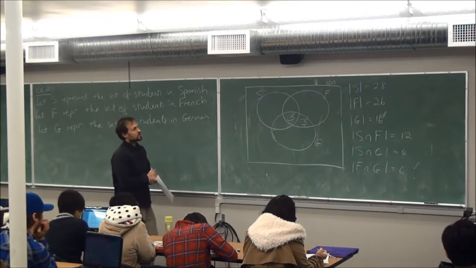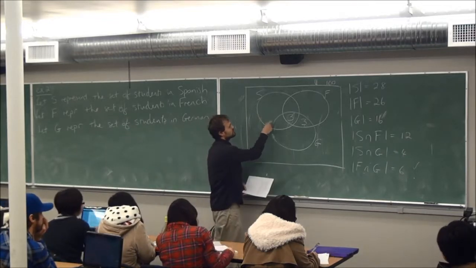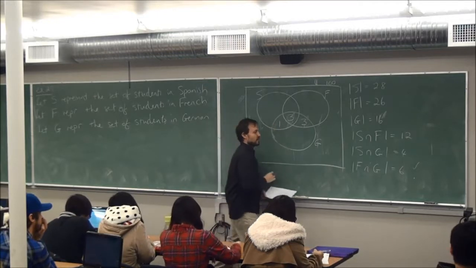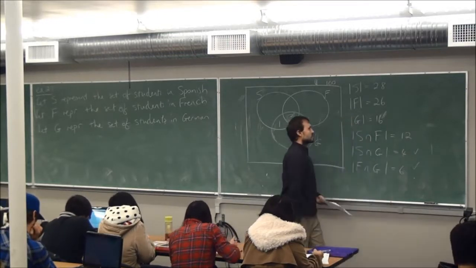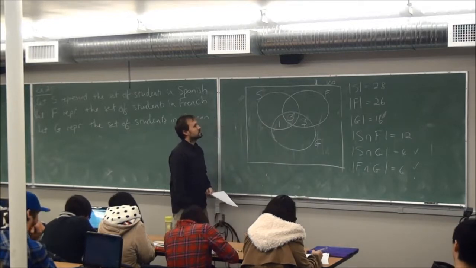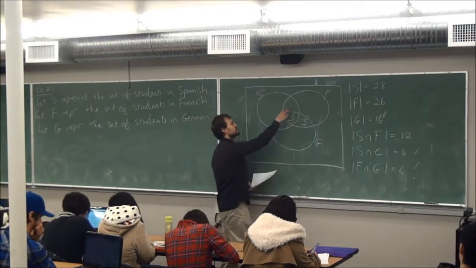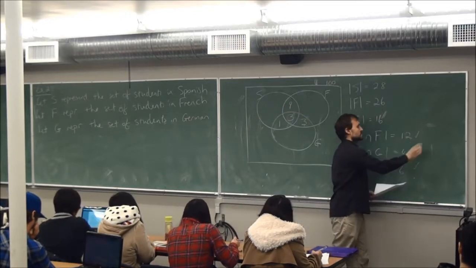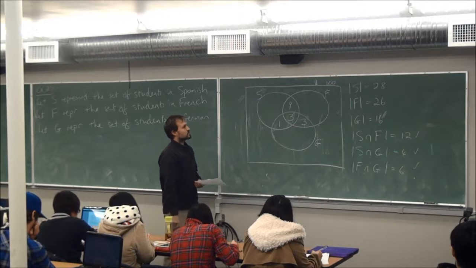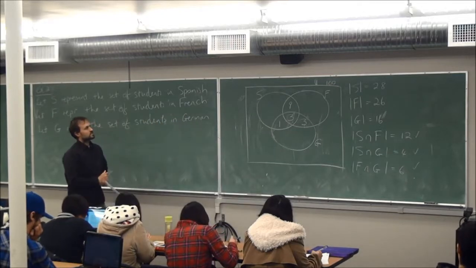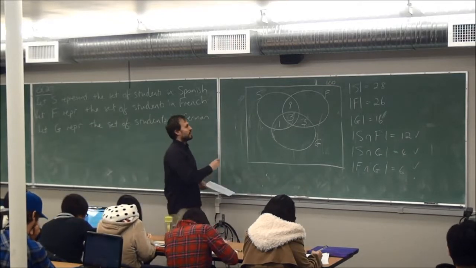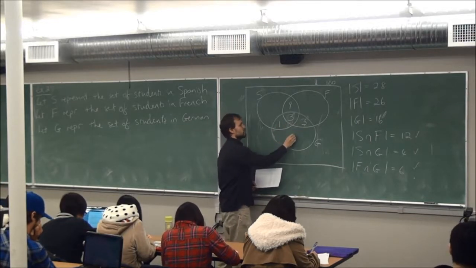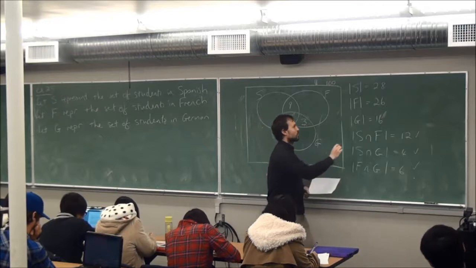Then Spanish and German is 4, so this has to be 1. 1 student in this section. So I've used this. Spanish and French, 12, so this little piece has to be 9. So you start getting the hang of it now. German in total is 16, and I have 1, 4, 7 already. So it looks like this has to be 9 as well.